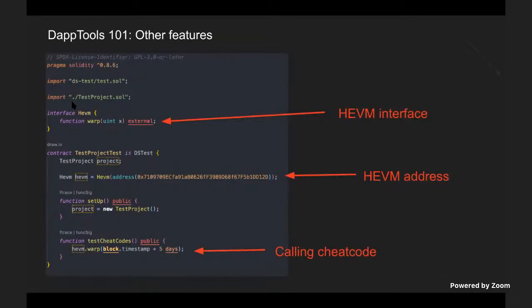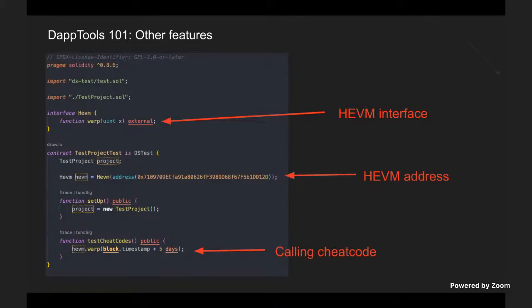We define this HEVM interface. We define the HEVM address. And then in our test, we can call HEVM.warp, and this moves the block timestamp 5 days in advance. So this can be used for testing functions that depend on time, right? Like compound interest.